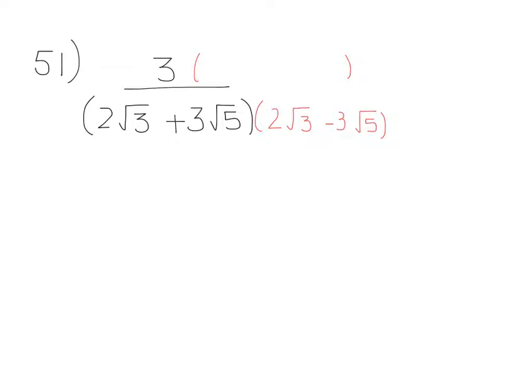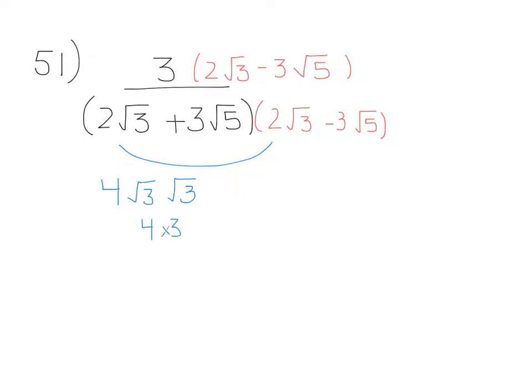So I'm going to multiply the top of the fraction by that quantity and the bottom of the fraction by that quantity. And you'll see that when we do so, it's going to eliminate all radicals in the denominator. In the bottom here, we have to FOIL. So first times first would be 2 root 3 times 2 root 3, which would be 4 root 3 root 3, which is 4 times 3, which is 12.